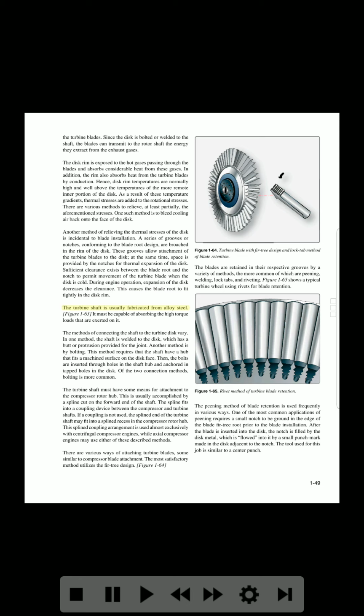The turbine shaft is usually fabricated from alloy steel. Figure 1-63. It must be capable of absorbing the high torque loads that are exerted on it. The methods of connecting the shaft to the turbine disc vary. In one method, the shaft is welded to the disc, which has a bolt or protrusion provided for the joint. Another method is by bolting. This method requires that the shaft have a hub that fits a machined surface on the disc face. Then, the bolts are inserted through holes in the shaft hub, and anchored in tapped holes in the disc. Of the two connection methods, bolting is more common. The turbine shaft must have some means for attachment to the compressor rotor hub.